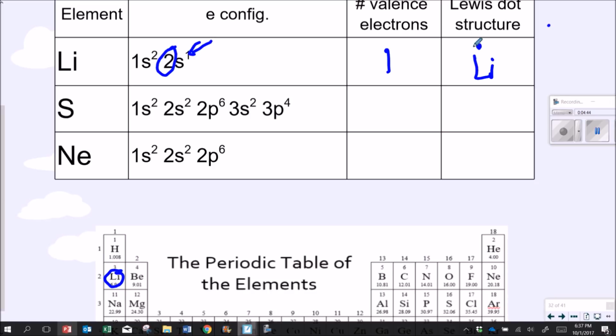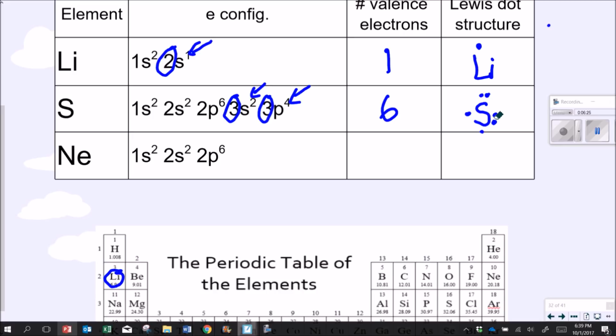Then we look at sulfur. The highest energy level for sulfur is energy level number 3. There's 3 here and 3 here. So we have 2 electrons in 3s2 and 4 electrons in 3p4. So a total of 6 valence electrons. For the Lewis dot structure, we write the element symbol, so S for sulfur. And then we start putting dots like around a box. So we do 1, 2, 3, 4, and we go singly, and then we double up. 5, 6 valence electrons for sulfur.